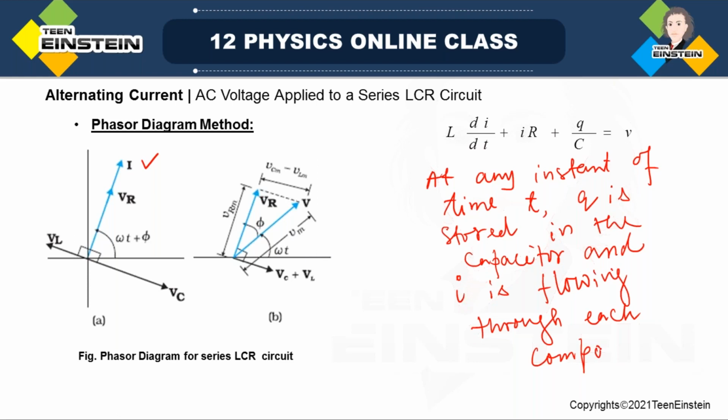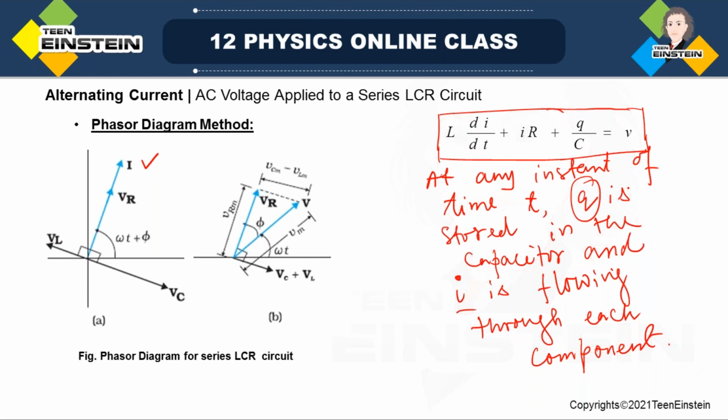So this is the assumption we are doing. At any instant of time, charge stored in the capacitor is q, and because they are in series, the same current I will flow through each of them. So this is the equation we get by applying Kirchhoff's loop rule.